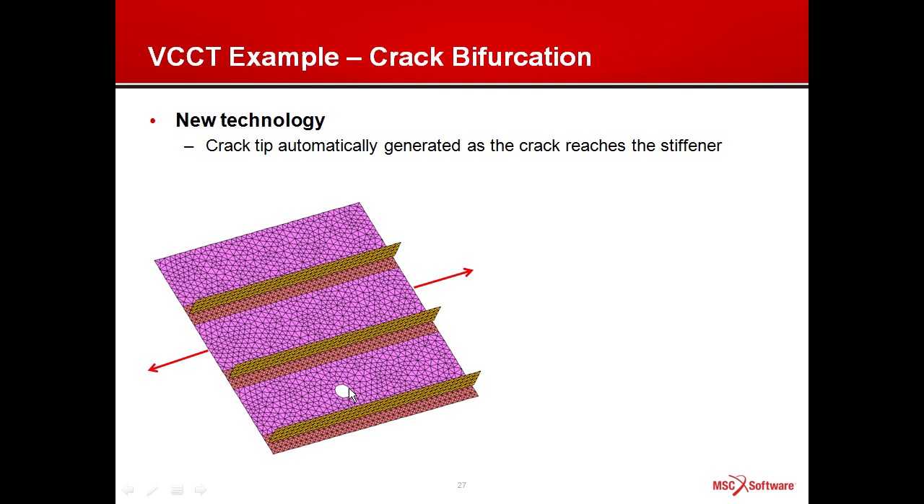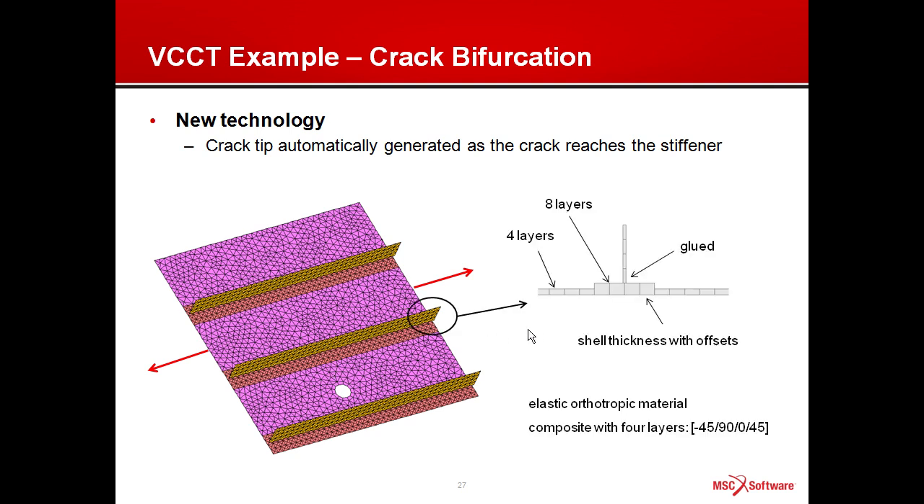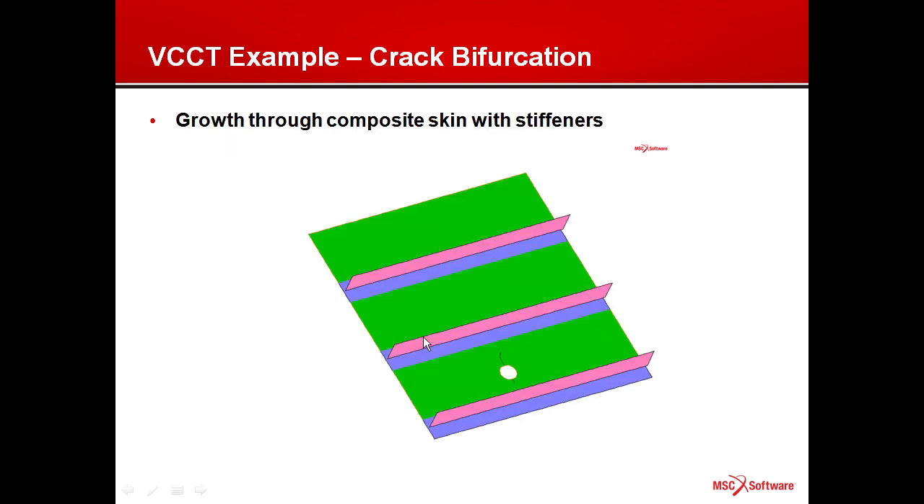We're going to load up this stiffened panel with stiffeners. Here is a lightning hole. We're going to let the crack initiate right here from the hole in the skin. I want to show you what happens when the crack reaches the stiffener. Just to show you, we actually stepped up the skin area, so you have multiple thicknesses in the skin, and the stiffener is glued to the skin. Let's look at the animation.